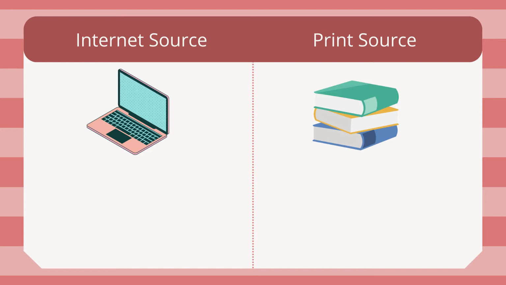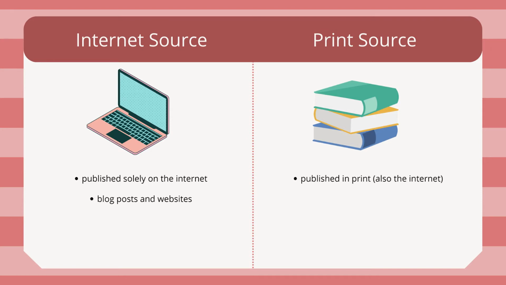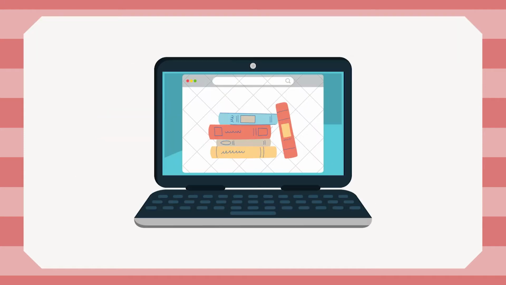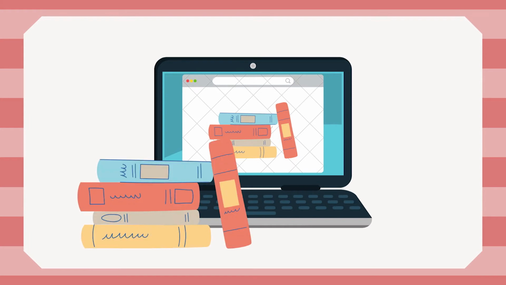For example, an internet source can mean anything that is published solely on the internet without any kind of review or editorial process. This would include blog posts and websites, but would not include articles from scholarly journals or newspapers. A print source can mean something that was published in print and also on the internet, like a scholarly journal that offers print and online subscriptions. The library likely only subscribes to the online version, so while you are finding the source on the internet, it would still count as a print source because it is also published in print.